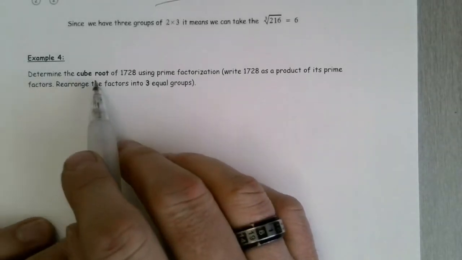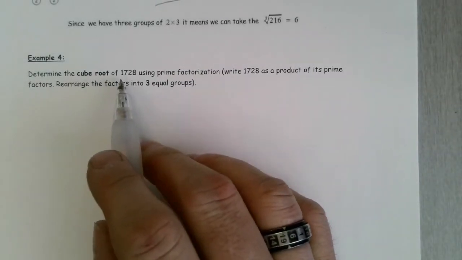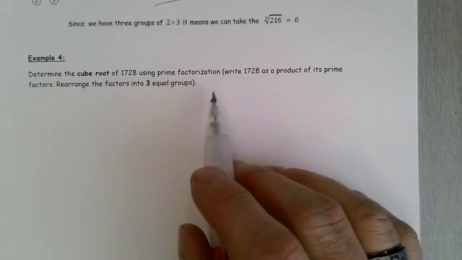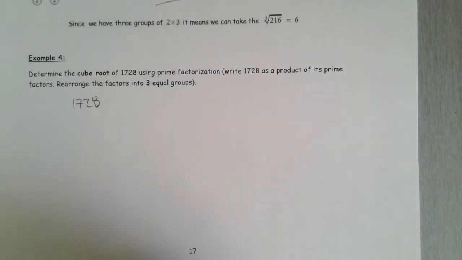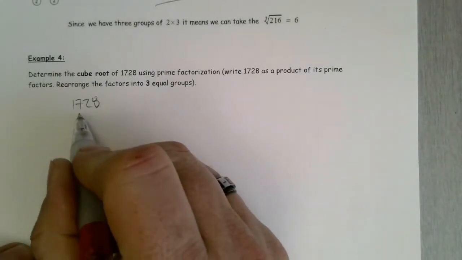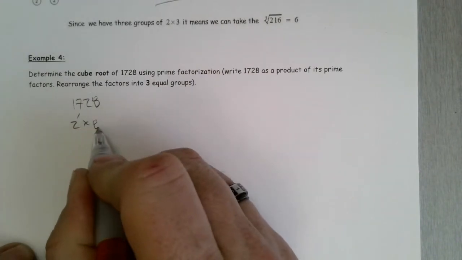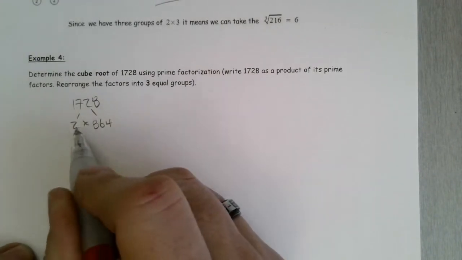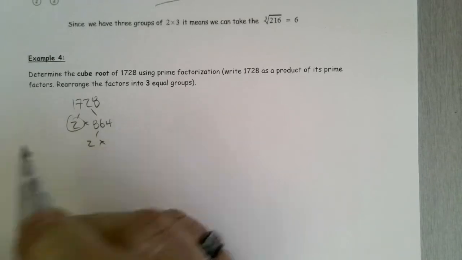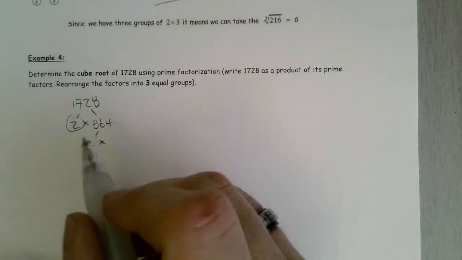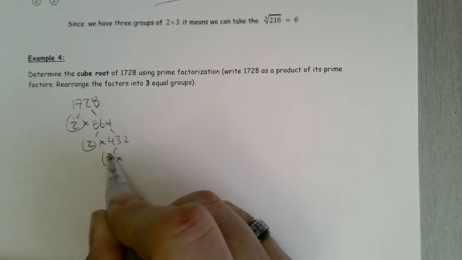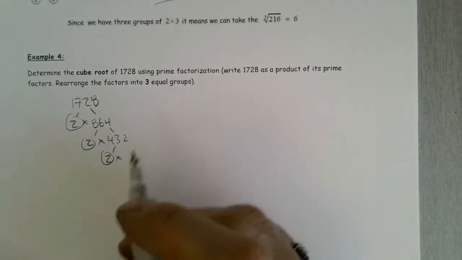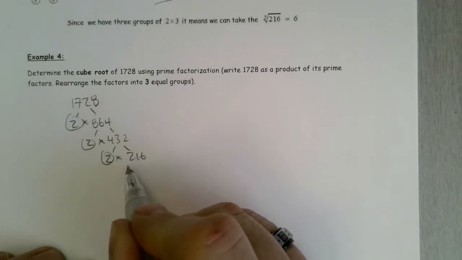So this question says, determine the cube root, my mistake, the cube root of 1,728 using prime factorization. Okay, so here we go. 1,728. I've just got my calculator off to the side here. First of all, I'm going to divide that by 2. That's multiplied by 864. So there's my prime. Then 864 divided by 2 is 432. 432 divided by 2 is going to be 216.